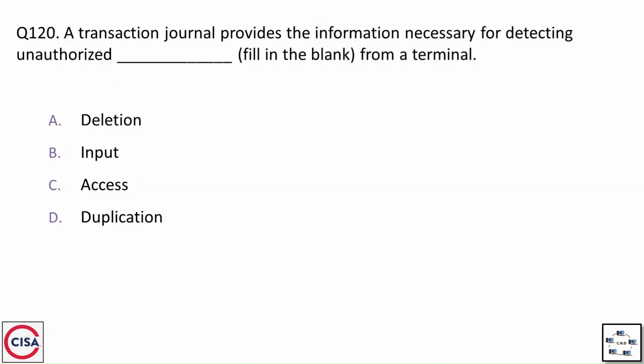Question number 120. A transaction journal provides the information necessary for detecting unauthorized, fill in the blank, from a terminal. Option A, deletion. Option B, input. Option C, access. And option D, duplication. And the correct option is option B, input.